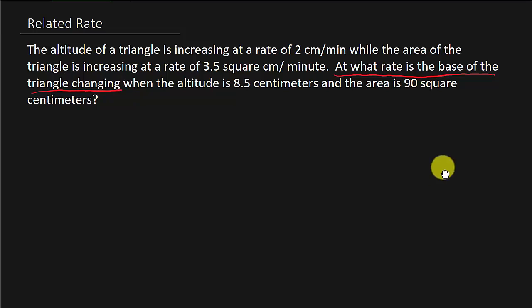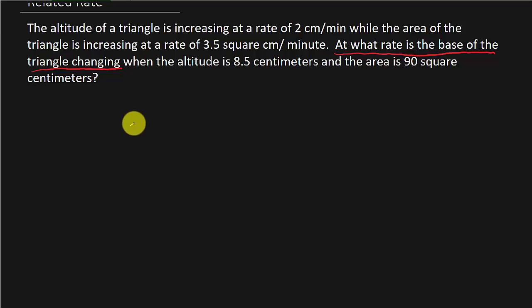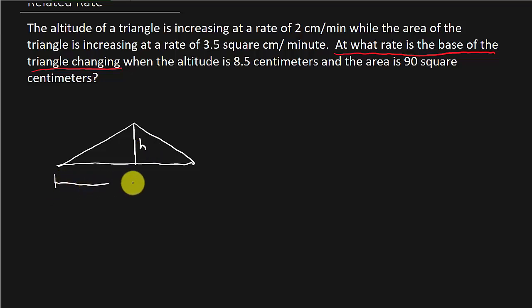So let's draw a triangle here and let's label it. So we've got some triangle here, and we've got a height we'll call H, and we've got the base B. Now the information it gives us is based on the area of a triangle. So we know the area of the triangle is half the base times the height. Now that's the formula we're going to use. We're going to find the derivative of that.